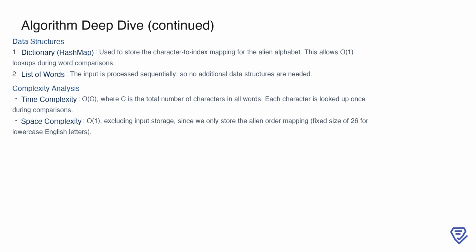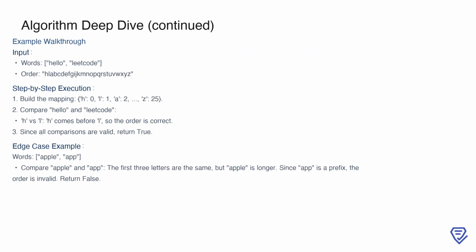Now, let's analyze the time and space complexity of the solution. The time complexity is O(C), where C is the total number of characters across all the words. This is because we iterate through each character exactly once during the comparisons. The space complexity is O(1), excluding the input storage, since the only extra space we use is for the alien order mapping. This mapping has a fixed size of 26 entries, as it corresponds to the lowercase English alphabet. This efficient use of resources ensures the algorithm performs well even for larger inputs. Let's walk through an example to see the algorithm in action.